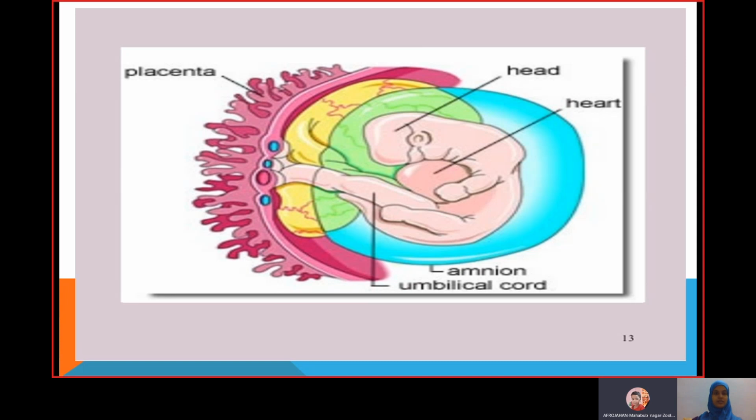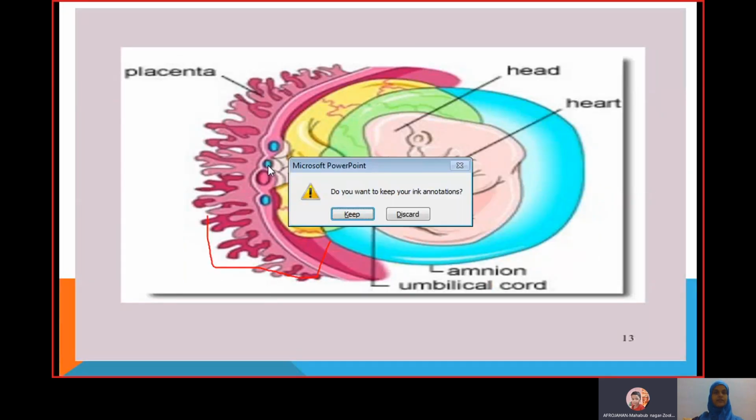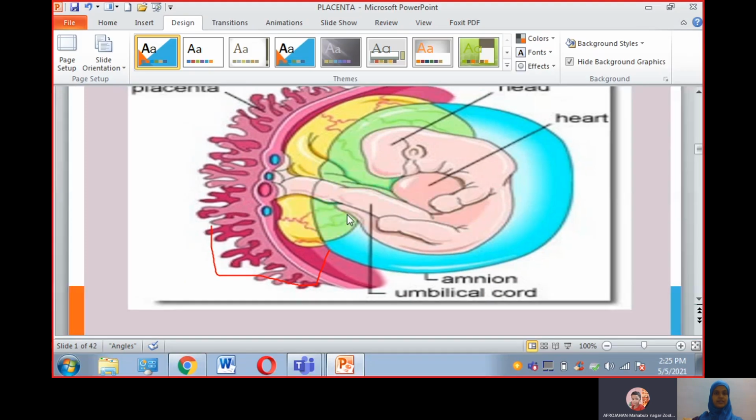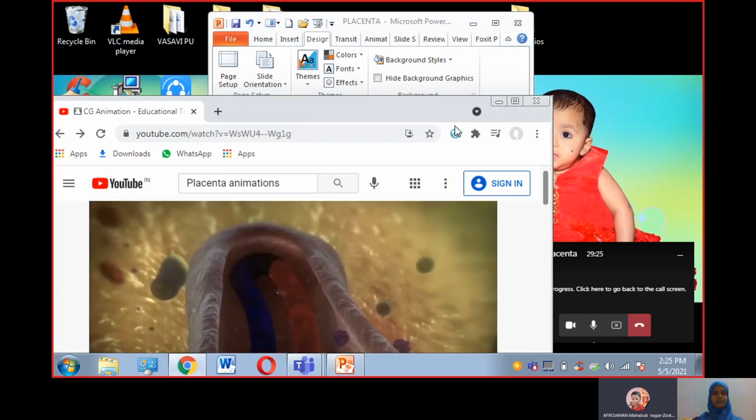Here, see, this is the structure of the placenta. The chorionic villi structure you can clearly see in this. See, this is the villi. Okay, this is the umbilical cord which attaches to the placenta. These are the parts. Now we will see one small video which shows the development of the placenta, how it develops.